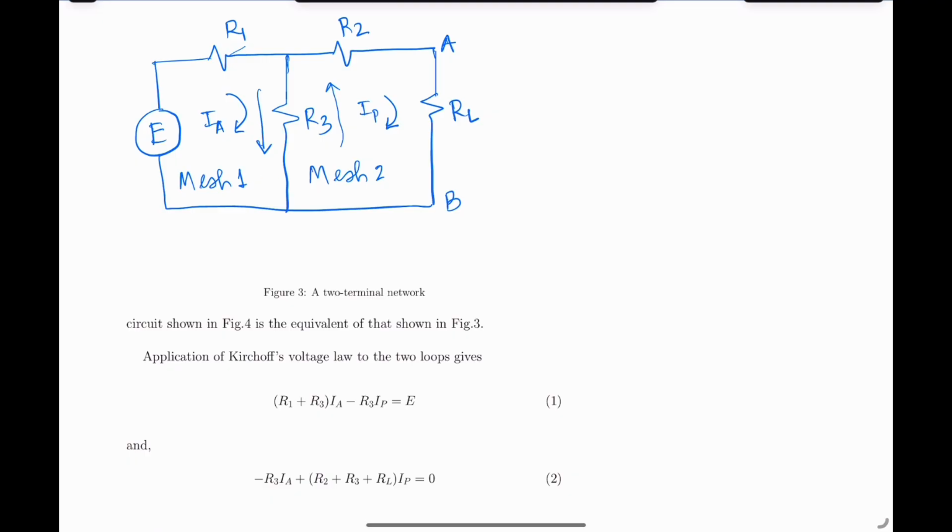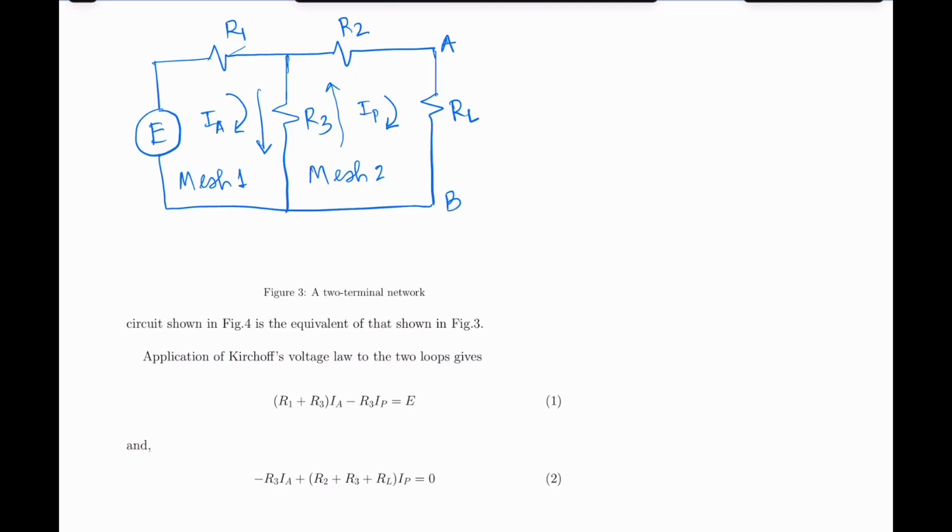Now let us write the two mesh equations for mesh 1 and mesh 2. For mesh 1, we have two resistors, R1 and R3, in series, and the current is IA. So this is (R1 plus R3) into IA, then minus R3 into IP, because this current is opposite to the current IA, and this is equal to E, the voltage applied in mesh 1. So this is the equation for voltage law applied to mesh 1. This is our equation 1.